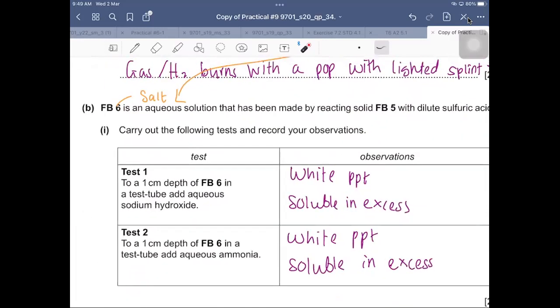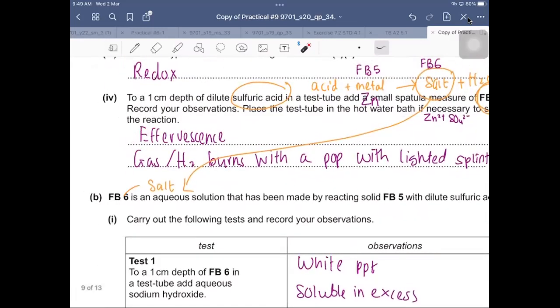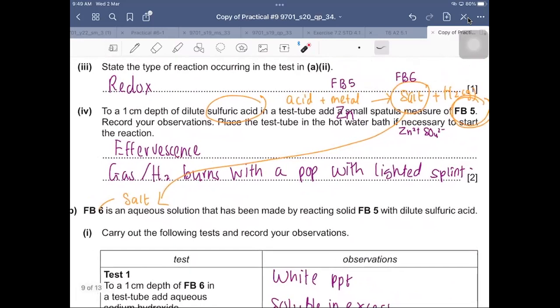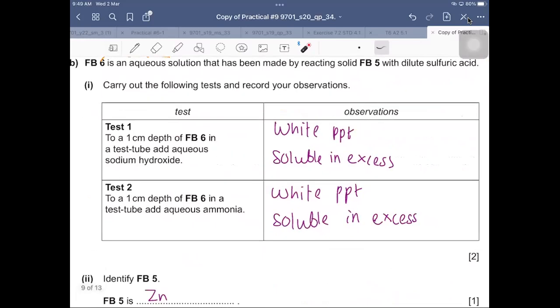FP6, FP5. FP6 is the solution that has been made by reacting FP5 with dilute sulfuric acid. I don't know if you managed to observe this, but there should have been a pop sound. That means it's hydrogen, which suggests my FP5 is a metal. So FP6 is a salt. It's actually zinc sulfate.